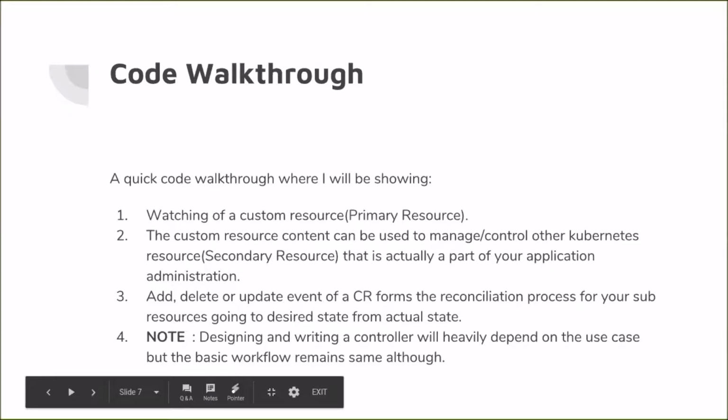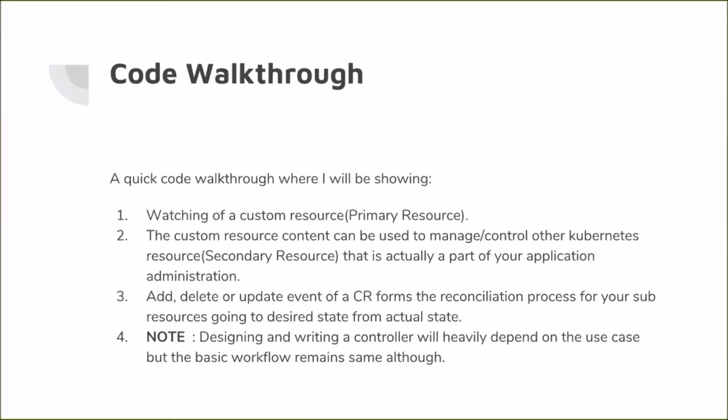And one more point to note is the watching of a custom resource. You can watch a custom resource. We call it a primary resource, which can be used to manage your secondary resource. Now, secondary resources will be other applications that form a part of your application administration, like deployments or any other CRs again. So my use case is that I will be having a primary resource, and the creation, deletion, or update of the primary resource will mark an event so as to create, delete, or update my secondary resource accordingly.